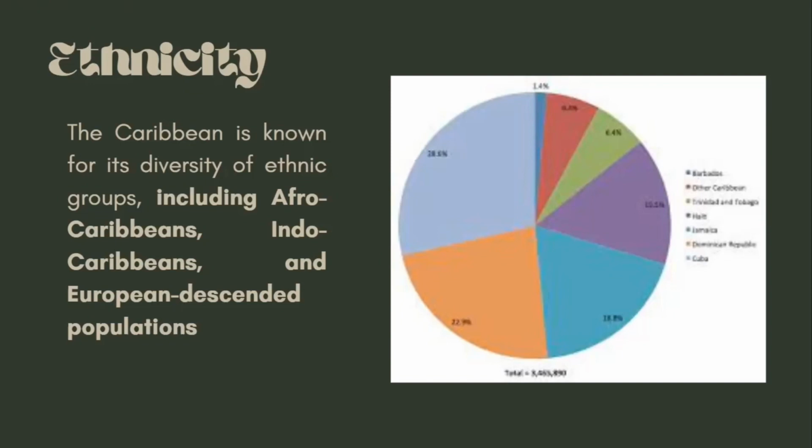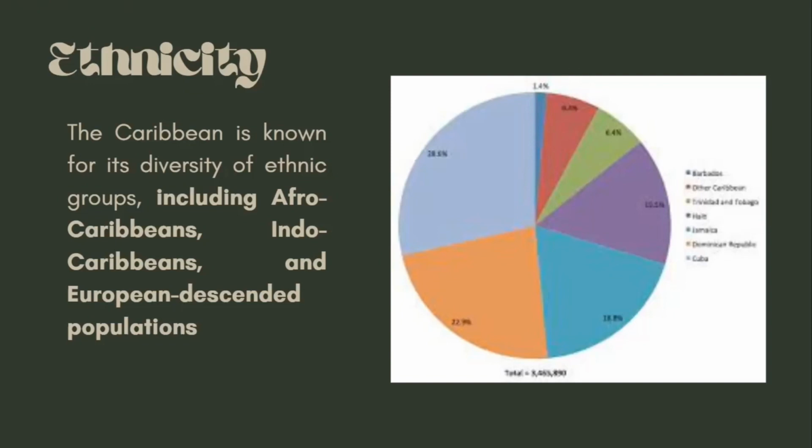Slavery was also a major factor in the development of the Caribbean's ethnic diversity. Beginning in the 16th century, millions of Africans, as I have said earlier, were forcibly brought to the Caribbean as slaves to work on plantations. This led to the emergence of the Afro-Caribbean population, who brought with them their own cultures, religions, and languages, which have had a lasting impact on the region.